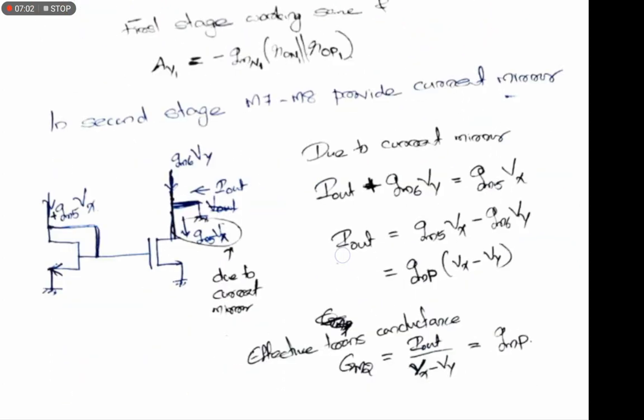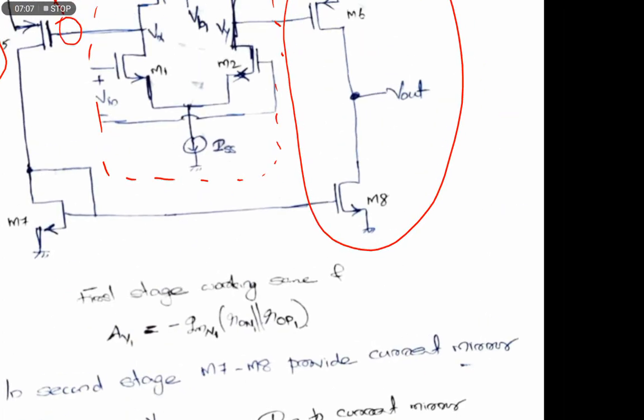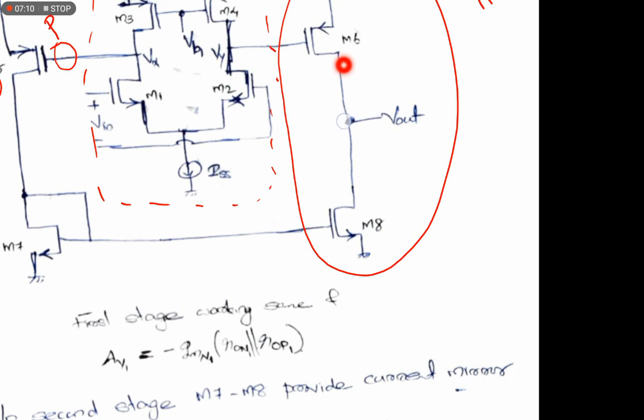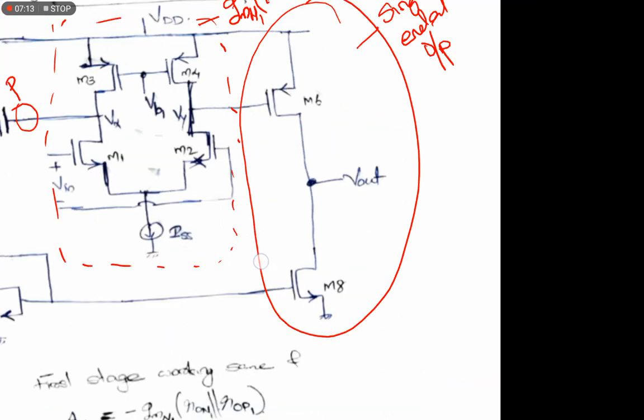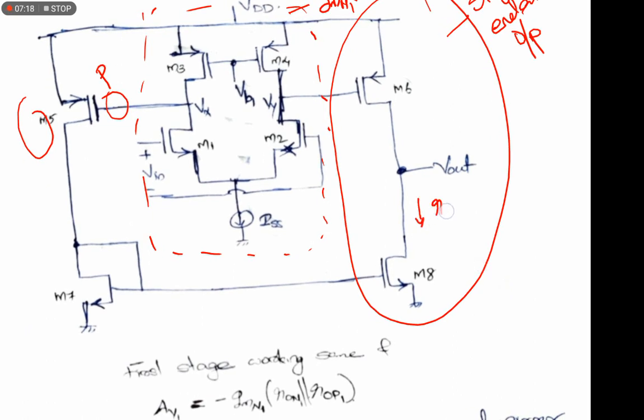Effective transconductance will be equal to GMP, and the output impedance is the same as that of... if we evaluate the output impedance of this one, in this direction the output impedance is R0 N2, and in this direction it is R0 P2. So the total effective output impedance R out is R0 N2 parallel to R0 P2.